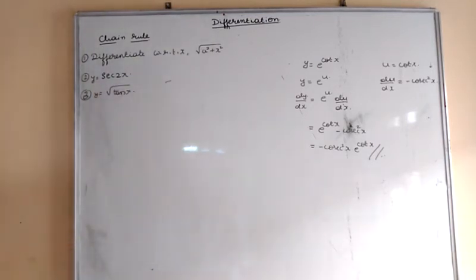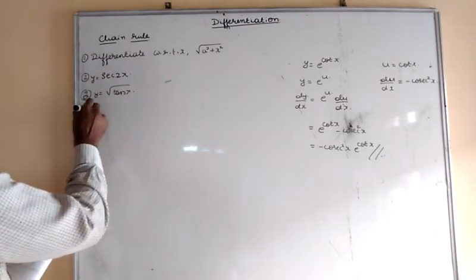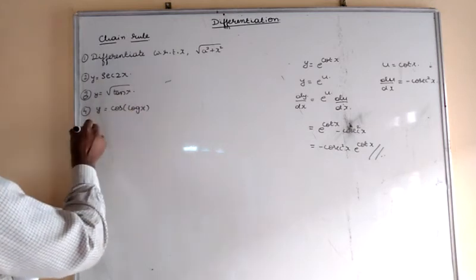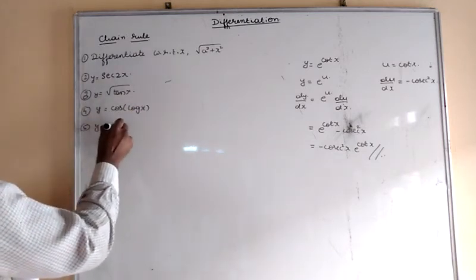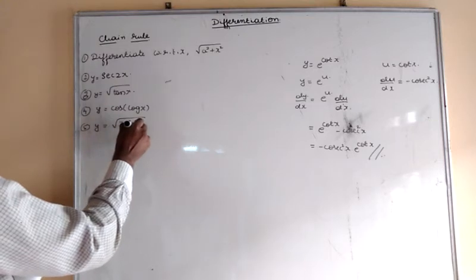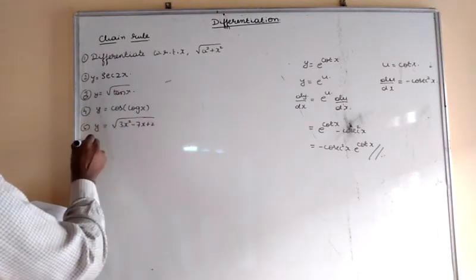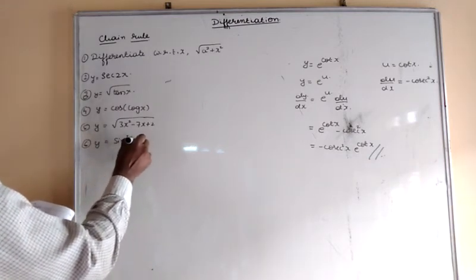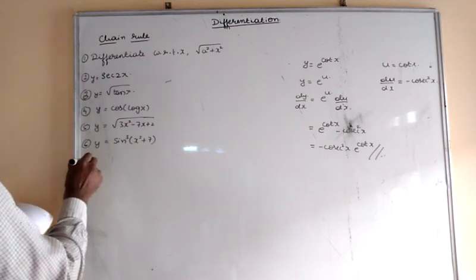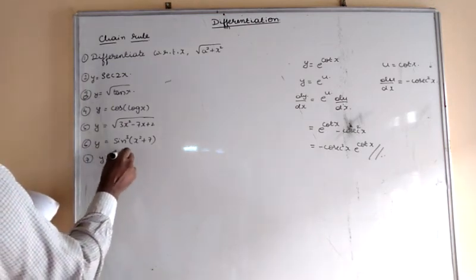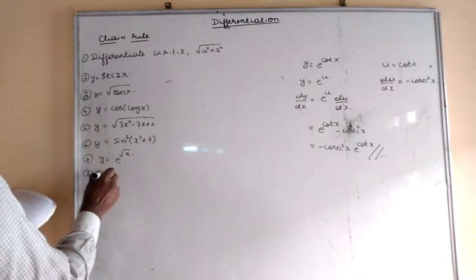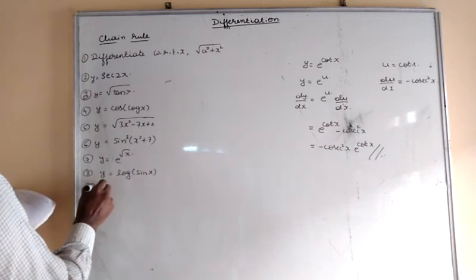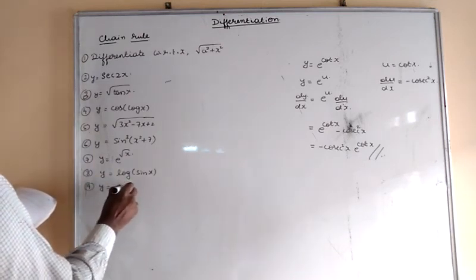y is equal to secant 2x; y is equal to root tan x; y is equal to cos of log x; then y is equal to square root of 3x square minus 7x plus 2. Next one, y is equal to sine cube of x square plus 7. Then y is equal to e to the power of root x. Then y is equal to log of sine x. Then y is equal to sine ax.